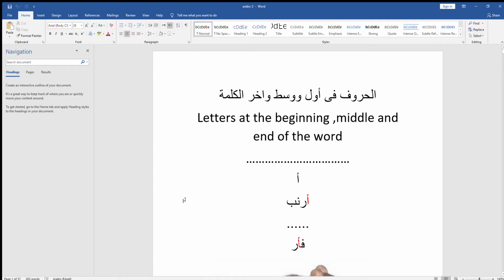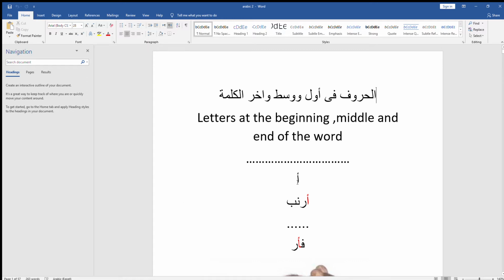Inshallah, we will talk about the shape of letters at the beginning, end of the word, and between two letters, the middle of the word. And second, we will talk about six letters. They can be attached to letters that came before them only, not after them. Okay, so let's start.